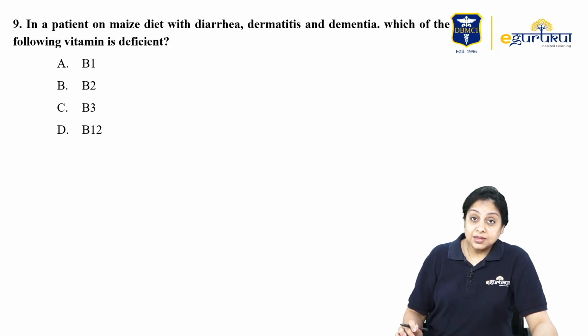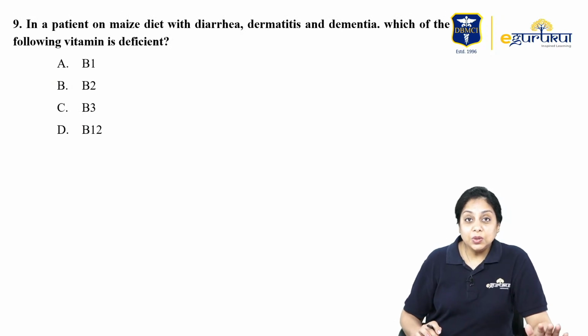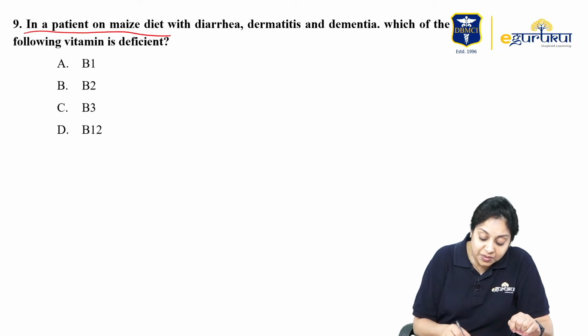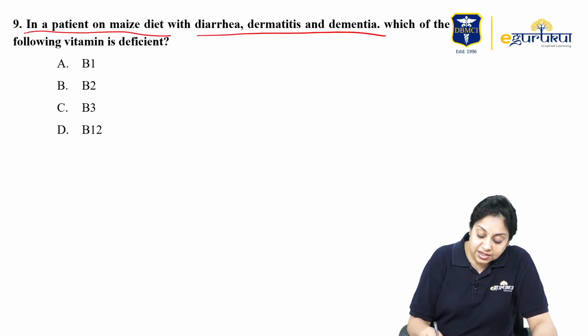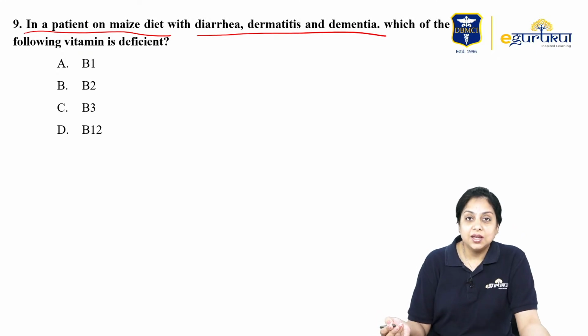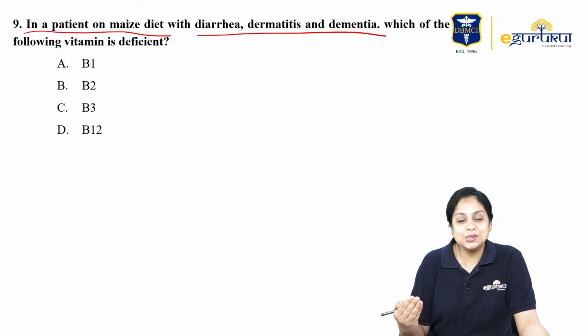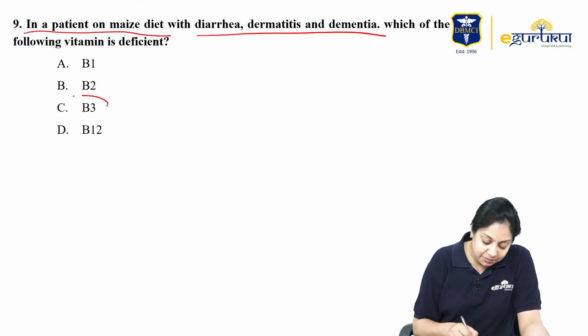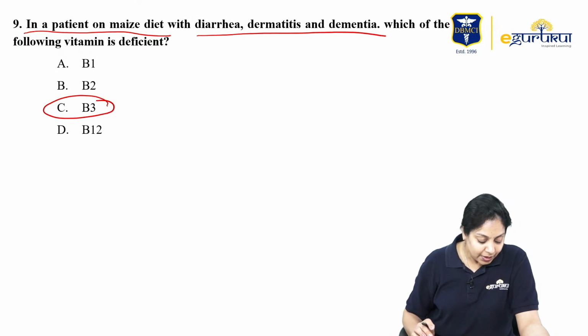Again, actually in this question paper, there were 2 questions revolving around the same topic. This is the female on the maize as a staple diet. There was another question on a patient on maize diet with DDD, diarrhea, dementia, dermatitis, which of the following is deficient. So you are getting 2 questions right if you know the concept, right? So that is vitamin B3, that is niacin, right, Vidhu? Very good. That is choice C.